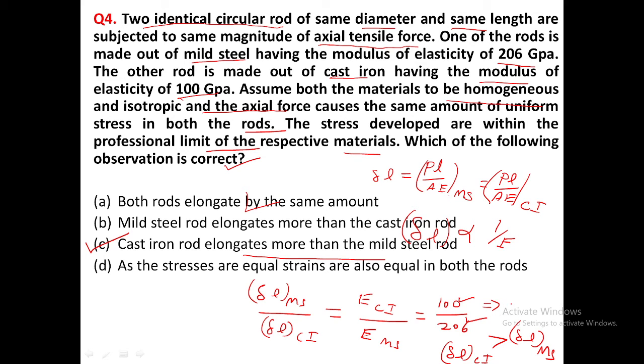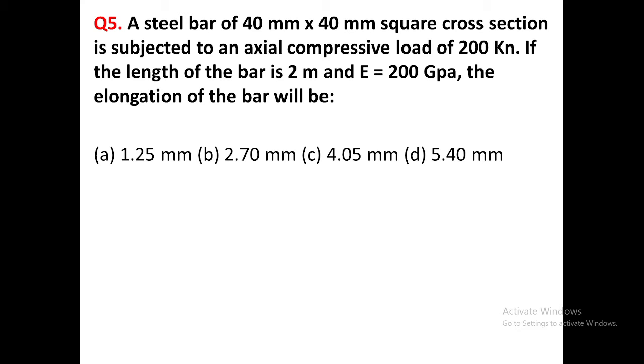Cast iron elongation is greater than the elongation of mild steel. Okay. Next, fifth question. A steel bar of 40 by 40 mm square cross section is subject to an axial compressive load of 200 kN. If the length of the bar is 2 meters and Young's modulus is 200 GPa, what is the elongation of the bar?